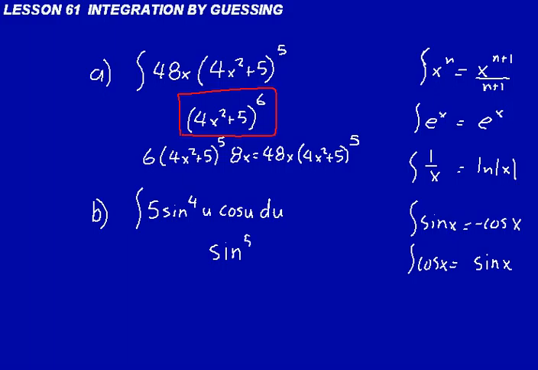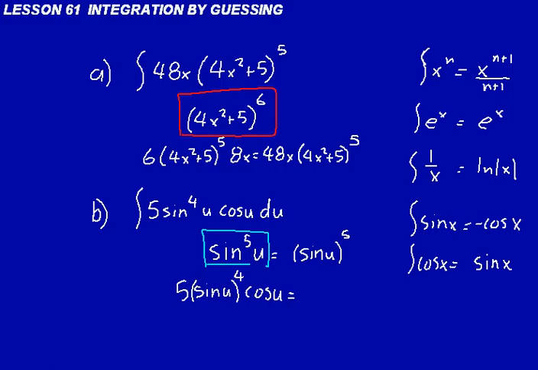So think about it like this. Let's guess sine to the fifth u. Instead of sine to the fifth u, just think of it as sine u to the fifth power for right now. So we would have 5 sine u to the fourth power times the derivative of sine u, which is cosine u. So that does get us back to 5 sine to the fourth u cosine u. Sine to the fifth u was a good guess, so that's our answer right there. Sine to the fifth u.